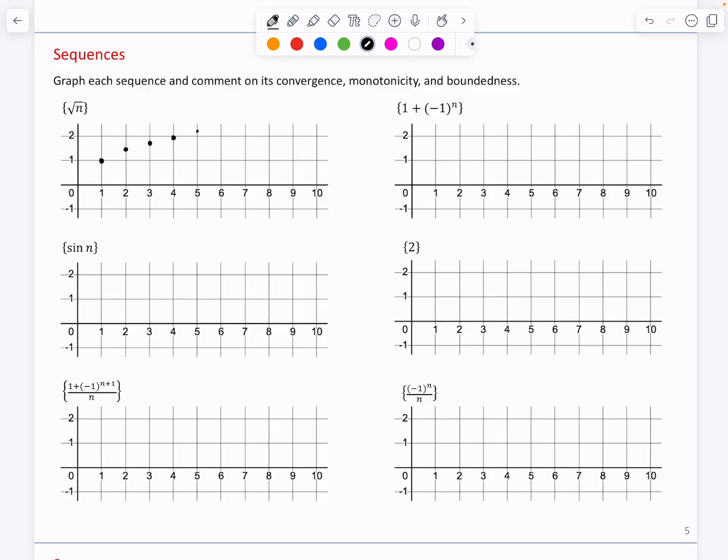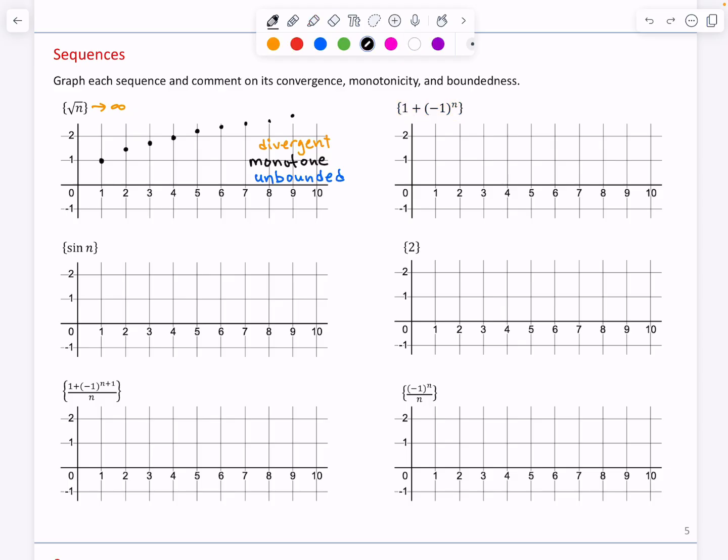Radical 5 is a little more than 2. Radical 6 is even higher than that. Radical 7 is higher than that. Radical 8 is even higher than that. Radical 9 finally gets us to a height of 3. This is a sequence, as n approaches infinity, that the terms of the sequence will also approach infinity. And so we say the sequence is divergent. The sequence is monotone, increasing, and because the terms go up forever to infinity, they increase without bound. This sequence is unbounded.